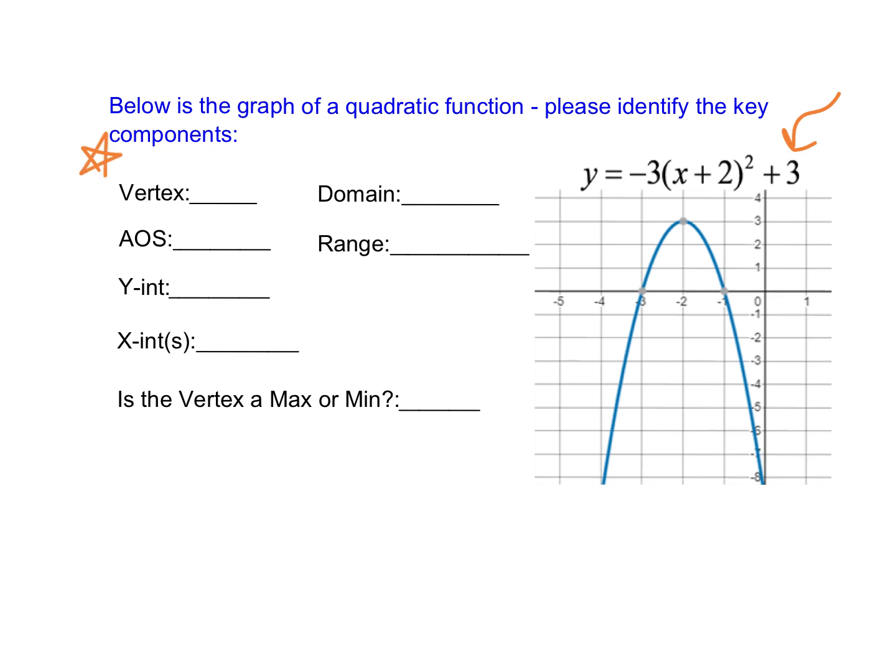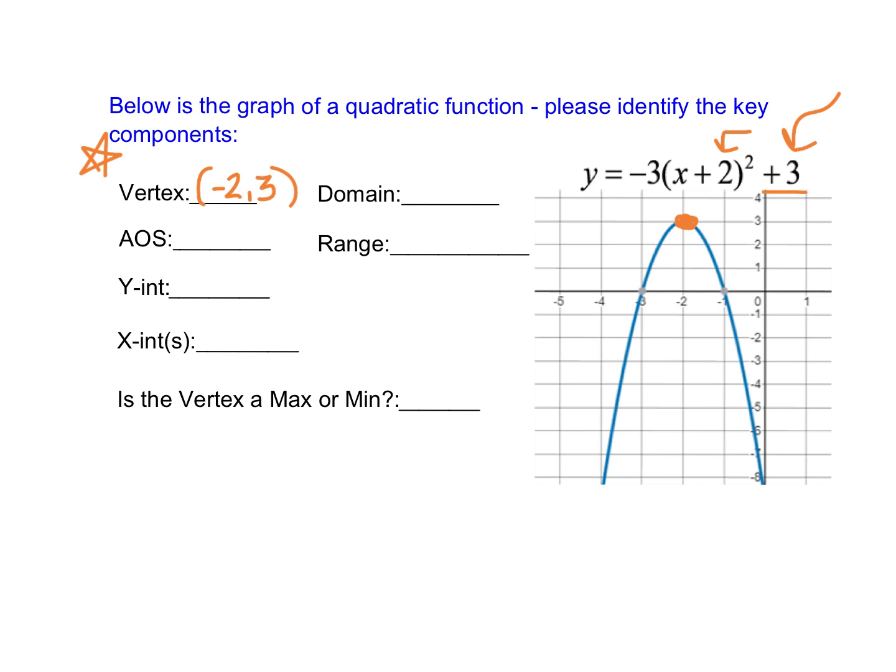So the first thing I see is my vertex. I know that's the point where I change direction. Here I see that I have the point x is -2, y is 3, which matches what I expect in my equation: the opposite of what's being added in there with x, and then the k value on the outside.